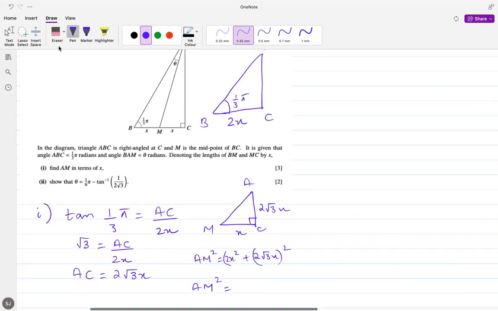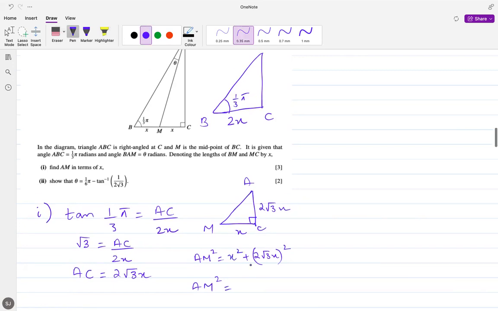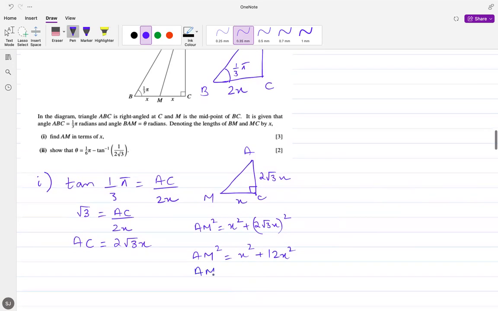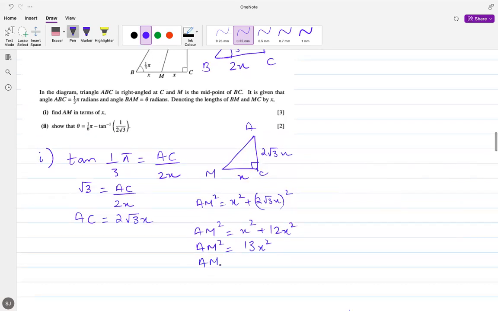Simplifying this, the length of MC is x, so this will be x squared. Then 2 root 3 whole squared will become 4 times 3, which is 12, so this will be 12x squared. So AM squared will be 13x squared. Taking the square root on both sides, we get AM is equal to the square root of 13x squared. For the square root of x squared, the square will cancel. So we can write the length of AM as equal to root 13 x.